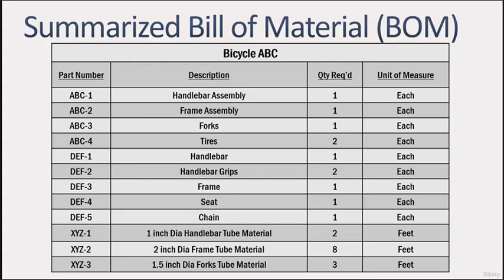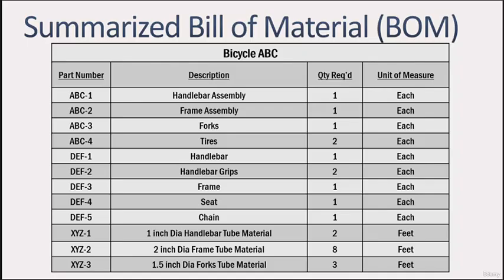We have a couple of assemblies for the frame and the handlebars, the bicycle forks, the tires, handlebars and grips, the bike's frame, its seat, and chain. We also have various tube material for the frame, the forks, and the handlebars. We also know the quantities required for each.